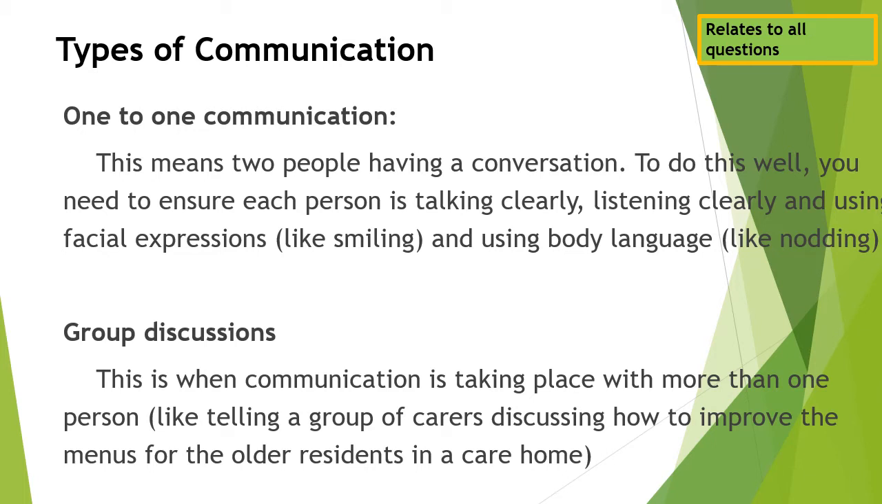So there are two different types of communication, and we're going to look at them here. So one-to-one communication. This means two people having a conversation, and to do this well, you need to ensure that each person is talking clearly, listening clearly, and using facial expressions. Like we talked before, so smiling and using body language. For example, if you're nodding to someone, they know that you're listening and you're understanding.